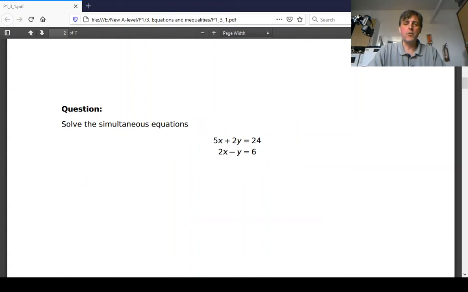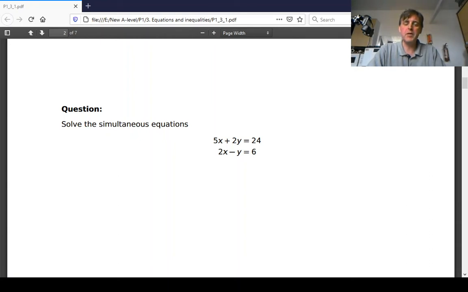Simultaneous equations, of course, if you are starting an A-level maths course, then you definitely have seen simultaneous equations before, and there's probably not going to be very much in this video which is going to be new to you. But this is really just a recap and reminding ourselves about some of the different ways we can approach these things. So anyway, question on the screen.